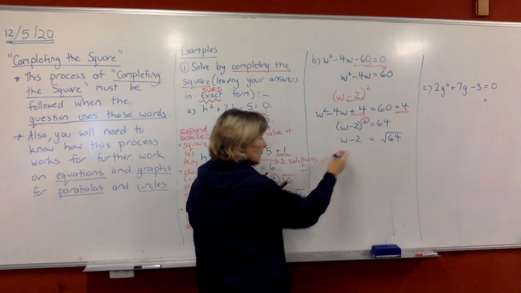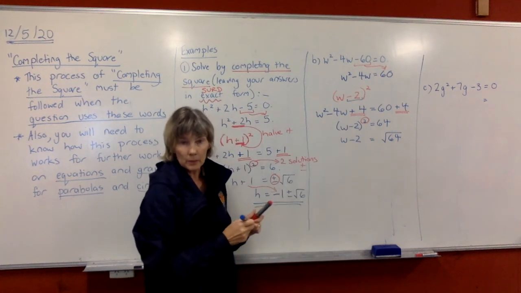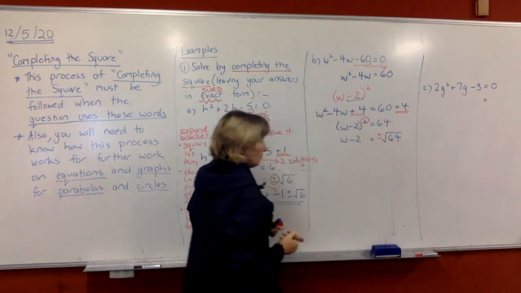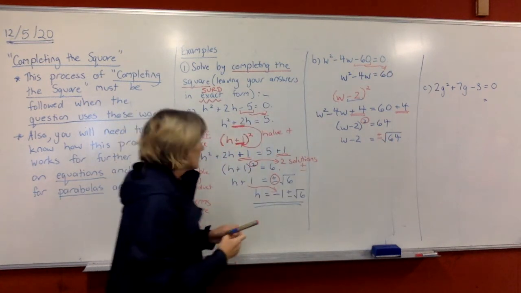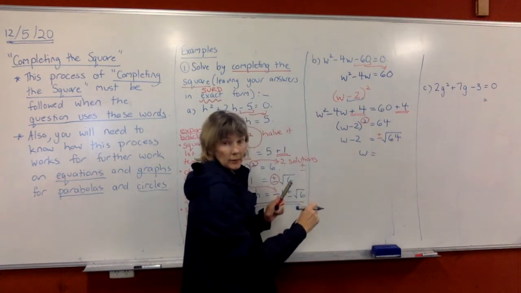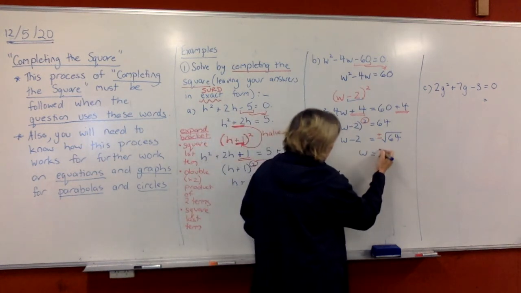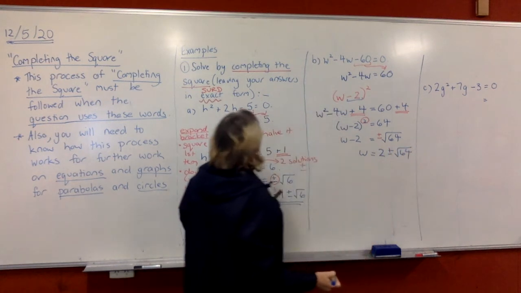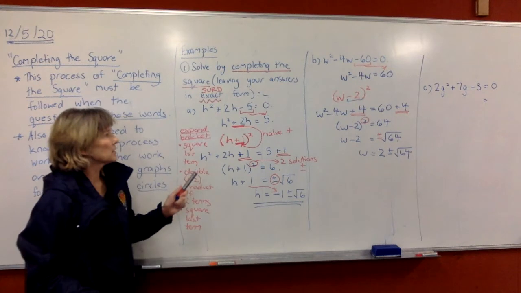The squared's gone from here, but don't forget the squared means we've got two solutions. One is positive and one is negative. Okay, so then all you have to do is move that -2 to the other side so we get our W on its own. That will become a +2. Copy this down.